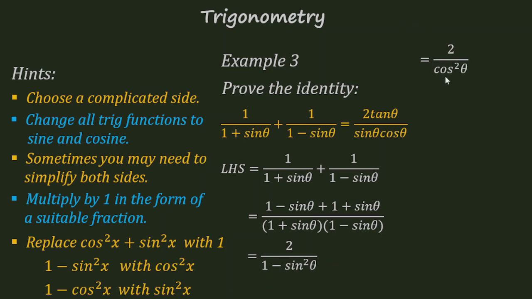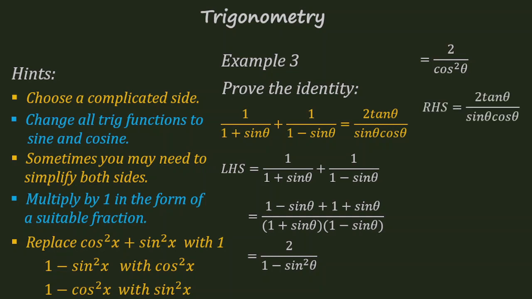Now we managed to reduce this to one trigonometric ratio, but it is not equal to what we were asked to equate with. But remember that sometimes you may need to multiply or to simplify both sides in order to arrive at the desired solution. Now let's try to simplify the right-hand side.